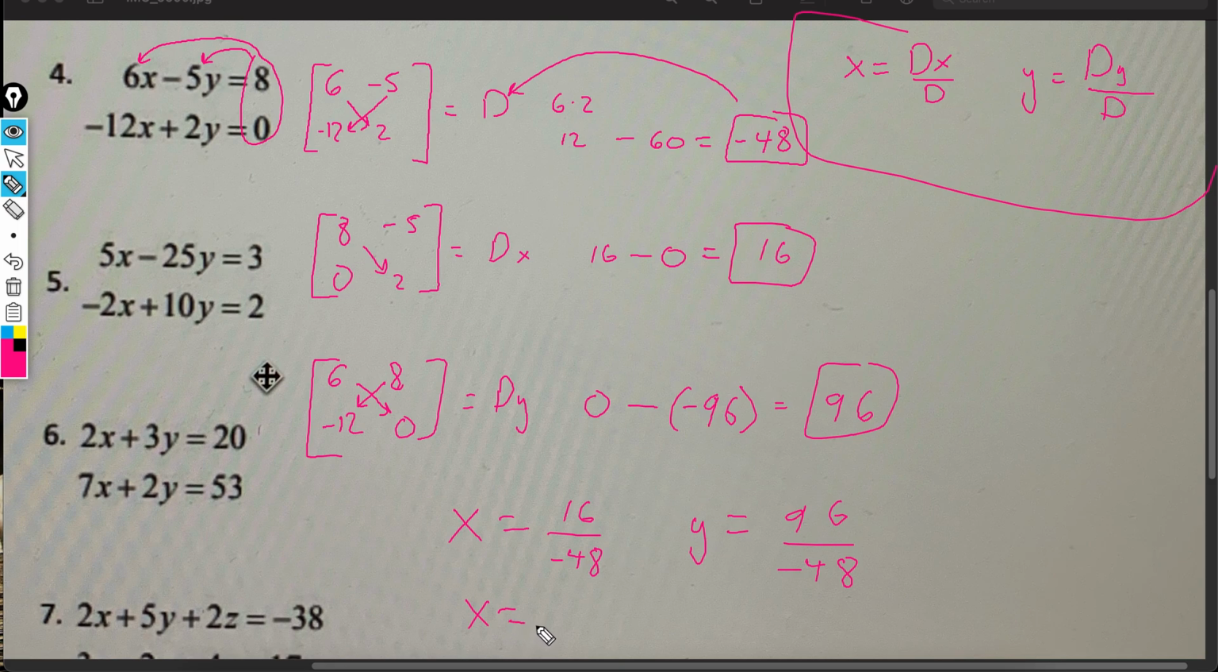16 divided by 48 is about 0.3. Oh yeah, they're going to give it to me in decimal. I'm going to get my calculator, just because I don't want to do any work in my head. It's -1/3 after reducing. Our y would be 96 divided by 48, just to save time, be -2. Perfect.